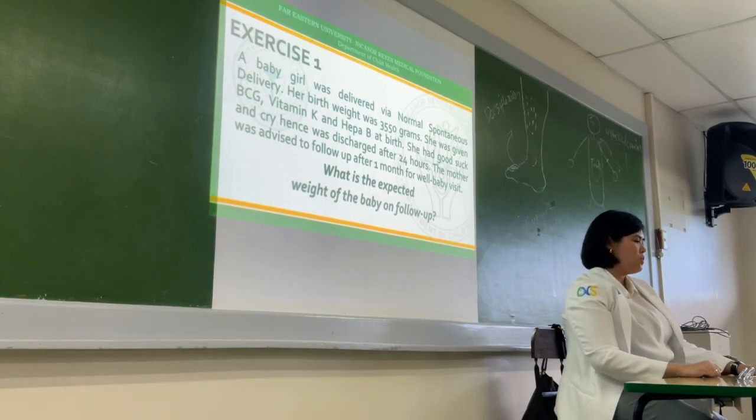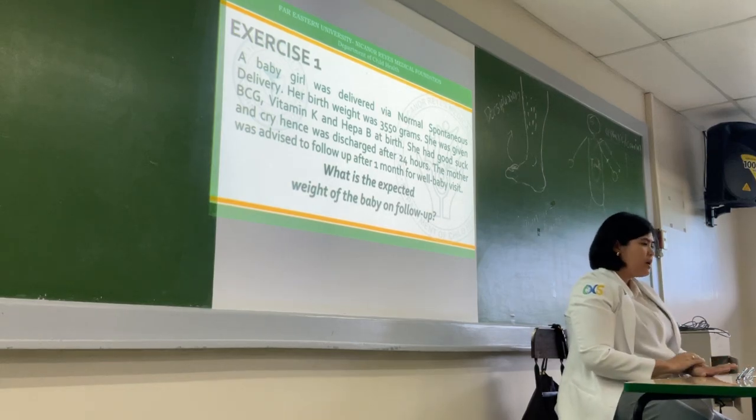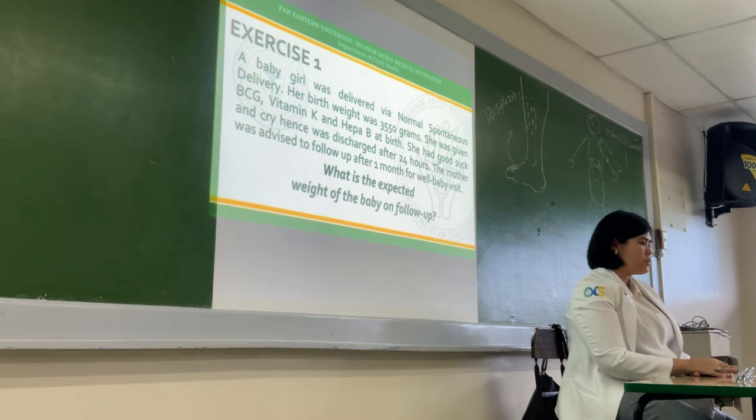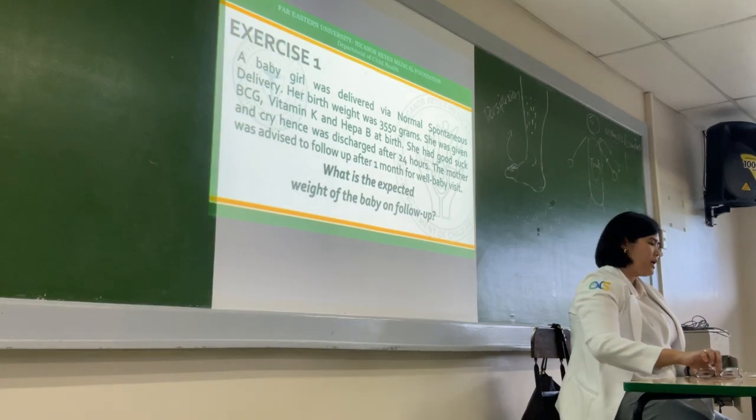Okay, so you have a baby girl delivered by normal spontaneous delivery. Birth weight was 3550 grams. She was vaccinated with BCG. She was given vitamin K as well and Hepa B. There was good cry and suck and discharged after 24 hours. Mother was advised to follow up after 1 month for well baby visit. So what is the expected weight of the baby on follow-up?